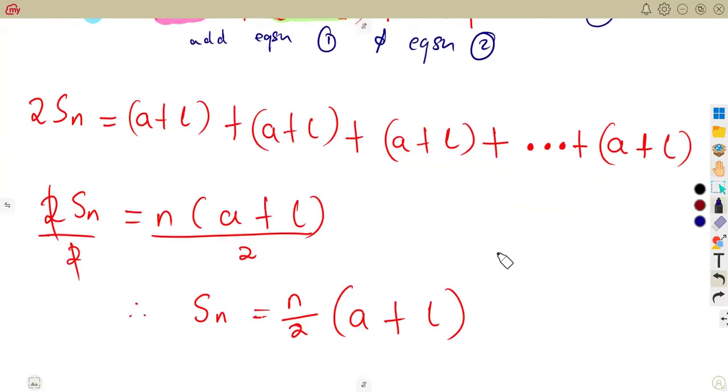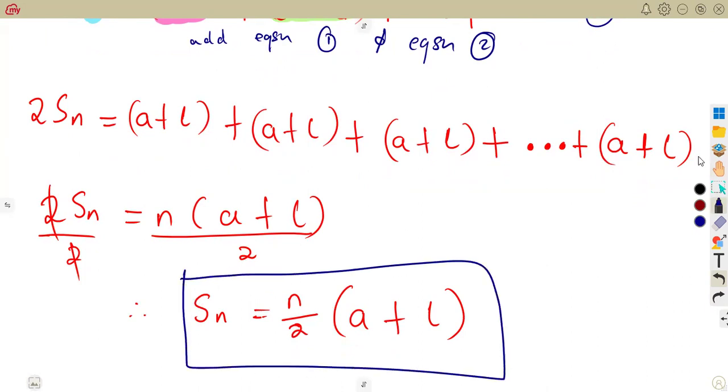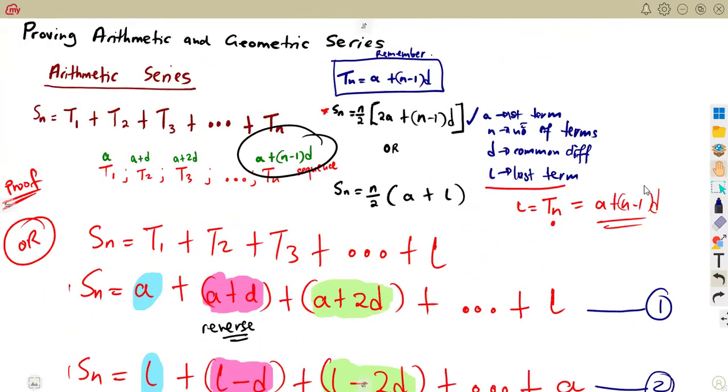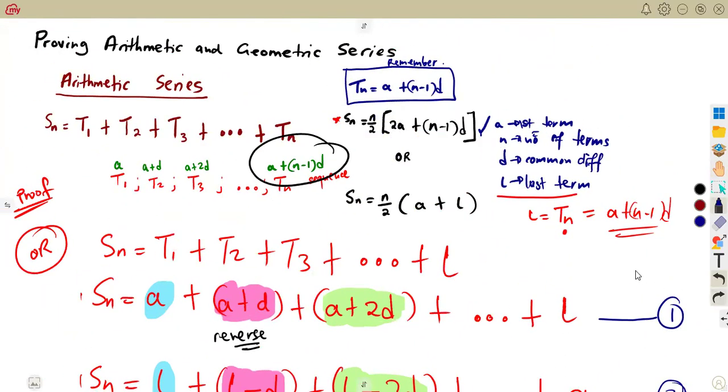So you do not know what you are going to be asked to prove. Are they going to ask you to prove this? Are they going to ask you to prove this one, which is the first one? You must know both. You must know how to prove both. That's how these questions can be given under an arithmetic.